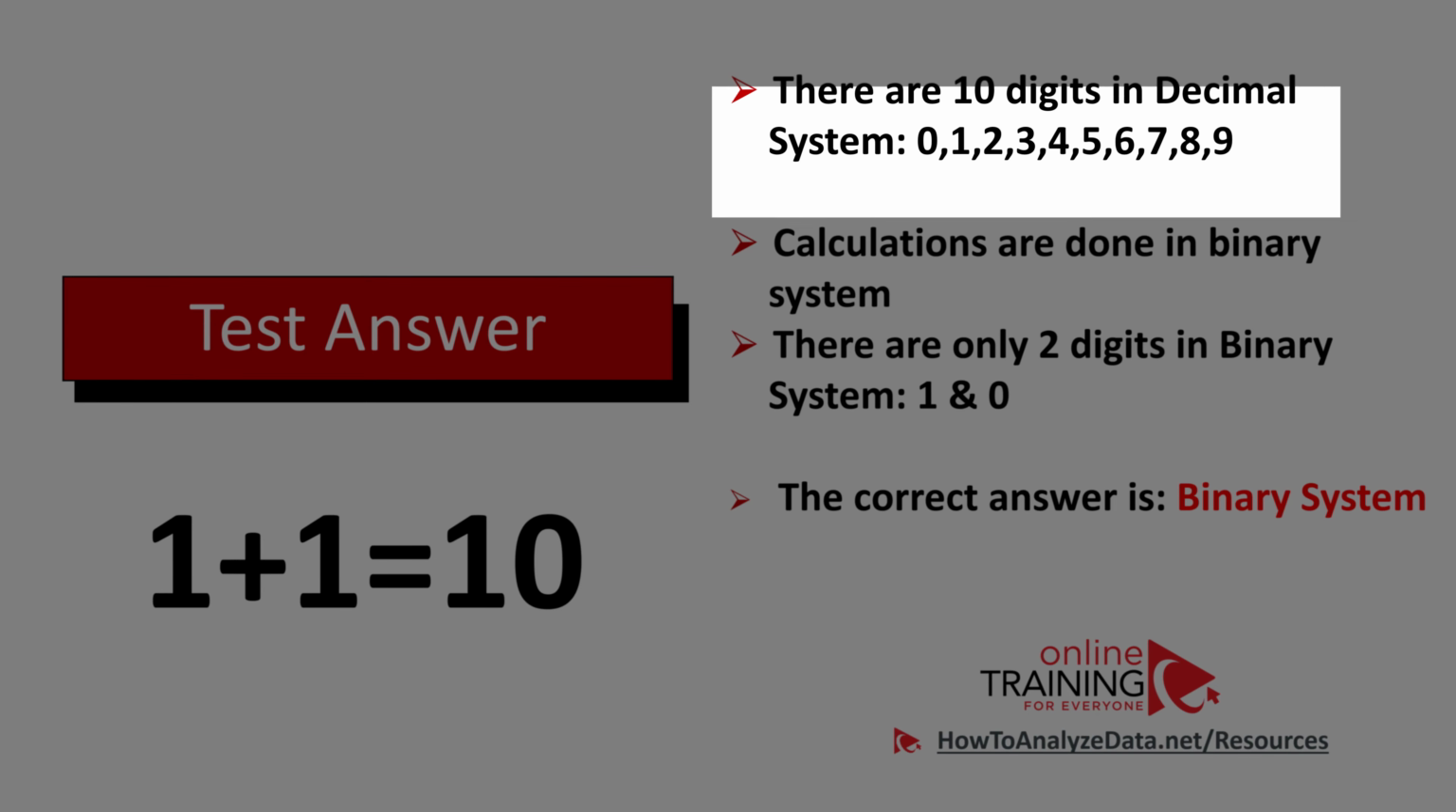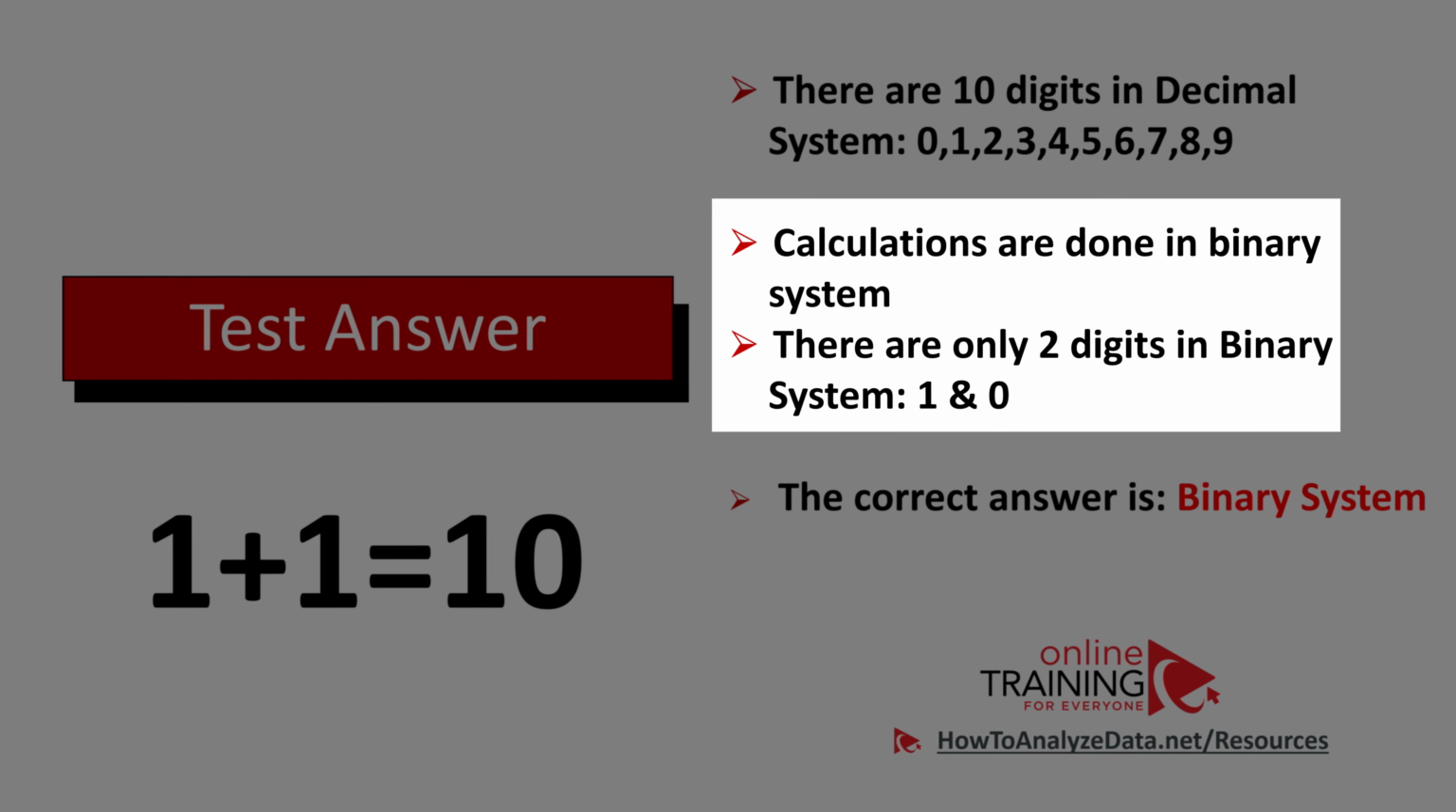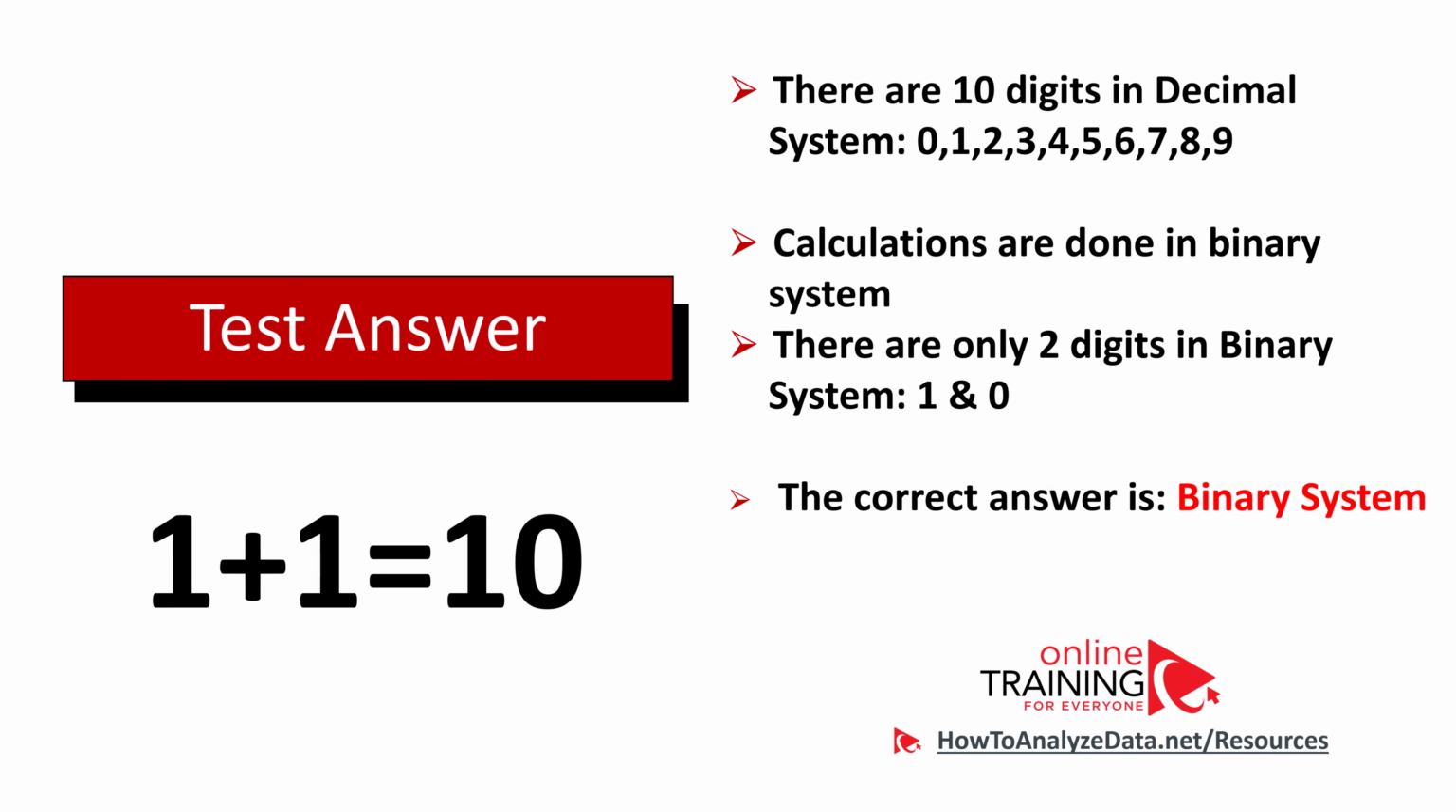But here, calculations are done in the binary system, and there are only 2 digits in the binary system, 1 and 0. So what happens when you get calculation in the binary system and you add 1 plus 1, what looks like 10 in the decimal system looks like 2 in the binary system. So the correct answer, this calculation is possible because of the binary system.